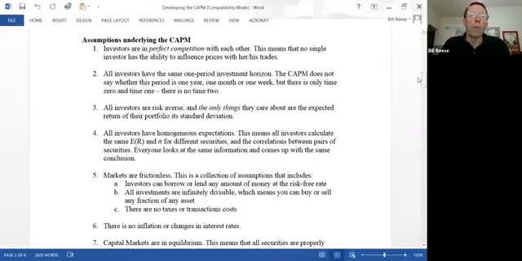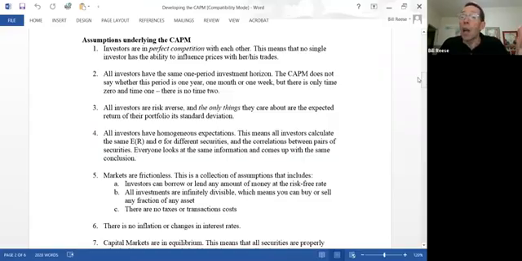Number 1. Investors are in perfect competition with each other. It means that no single investor has the ability to influence prices with his or her trades. This is essentially saying that we see prices, but we can't affect them. I can't go in and start buying up stock to cause the price to go up, okay? I observe the price, but I can't impact it. I can't cause it to change, okay?